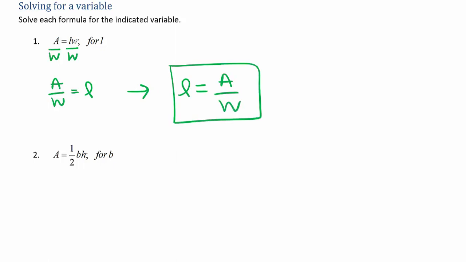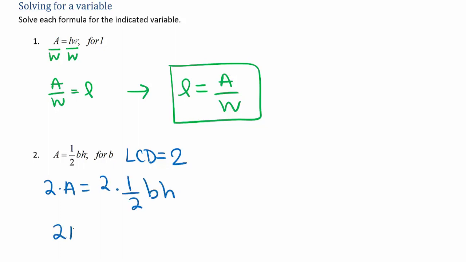But that's my answer. You can also deal with formulas that have fractions, and just like we learned in today's lesson, you can clear the fractions by multiplying everything by the LCD. In this case, the only fraction is 2, so I'm going to multiply both sides by 2 to try to get rid of that fraction. That gives me a 2a on the left, and on the right, the 2's actually cancel out, and I'm just left with b times h.